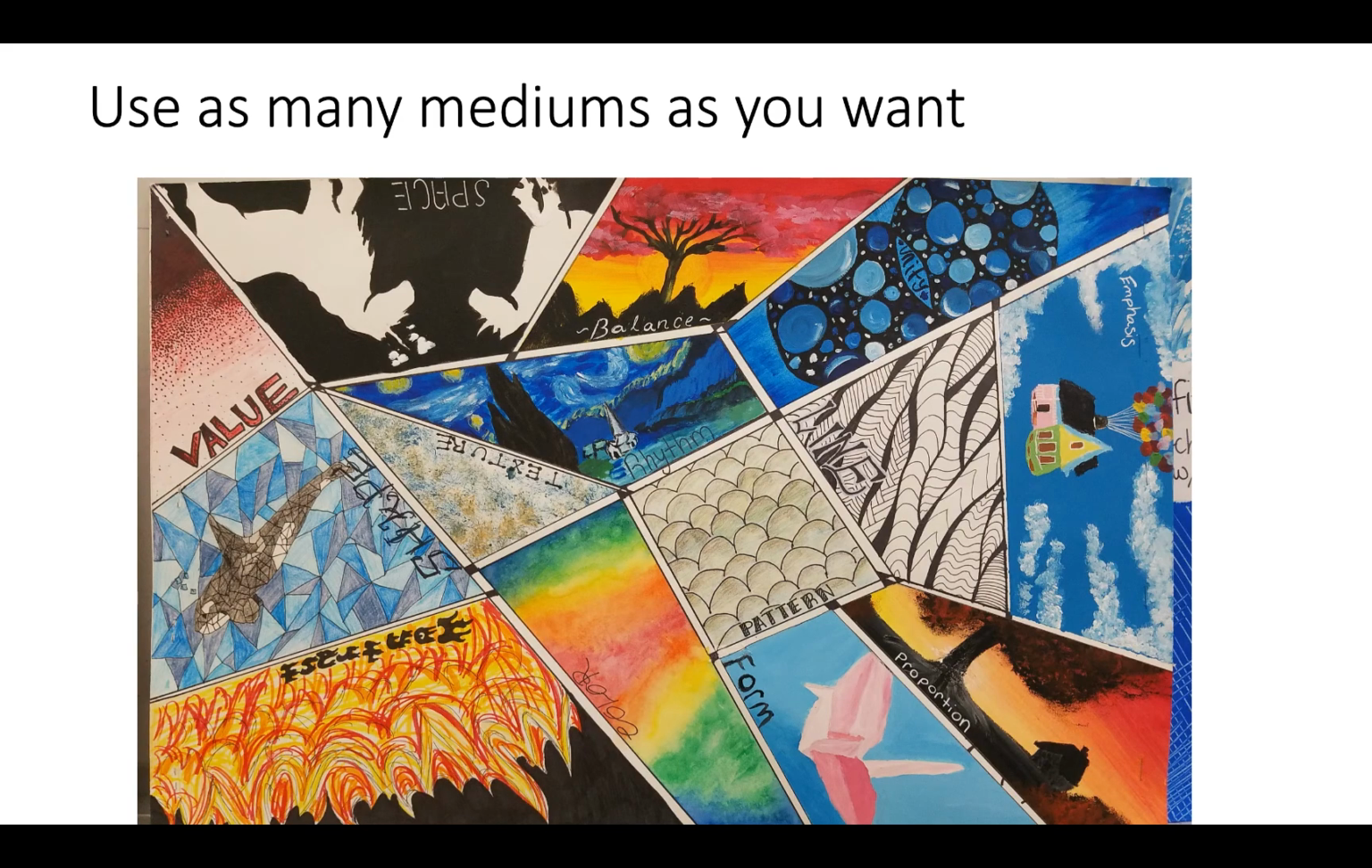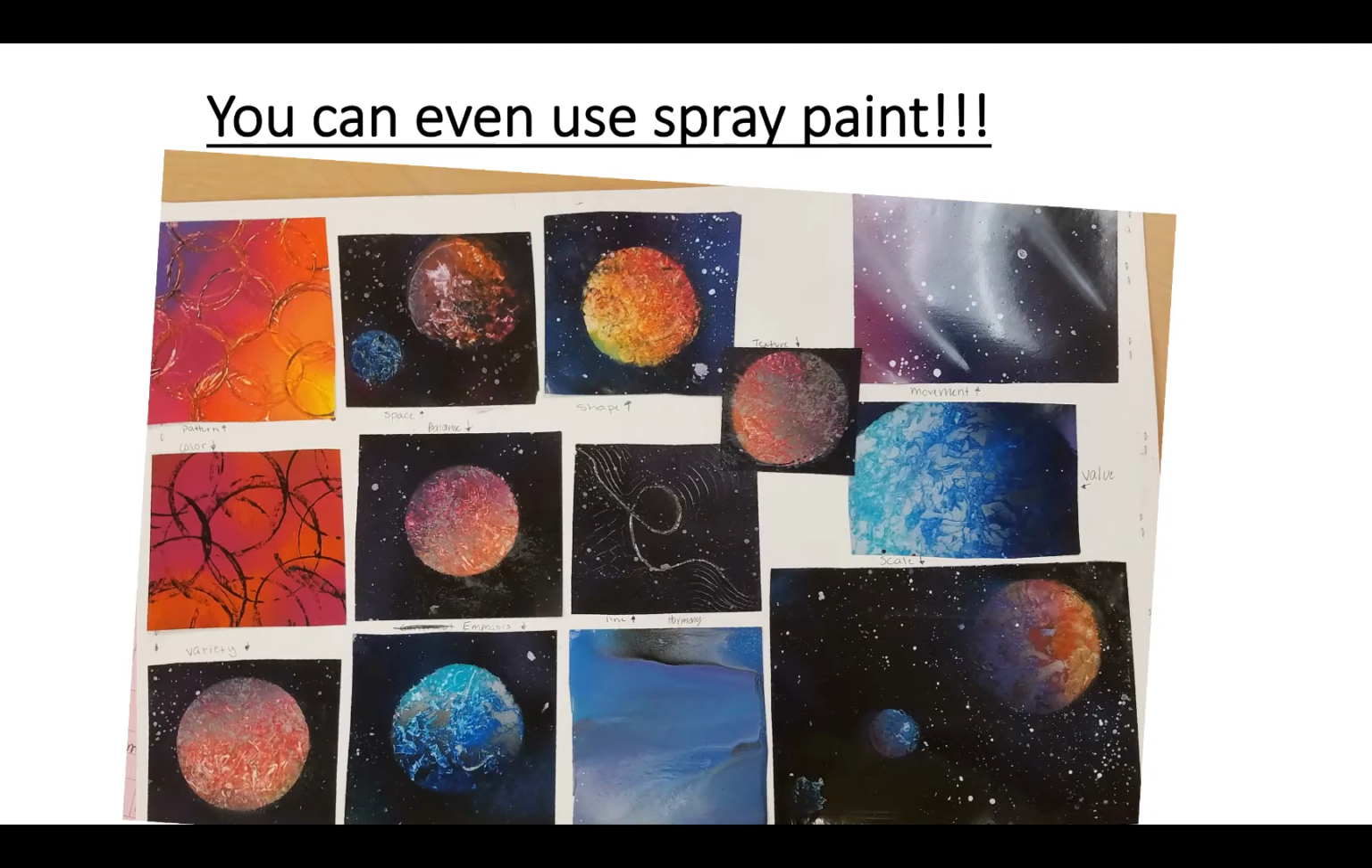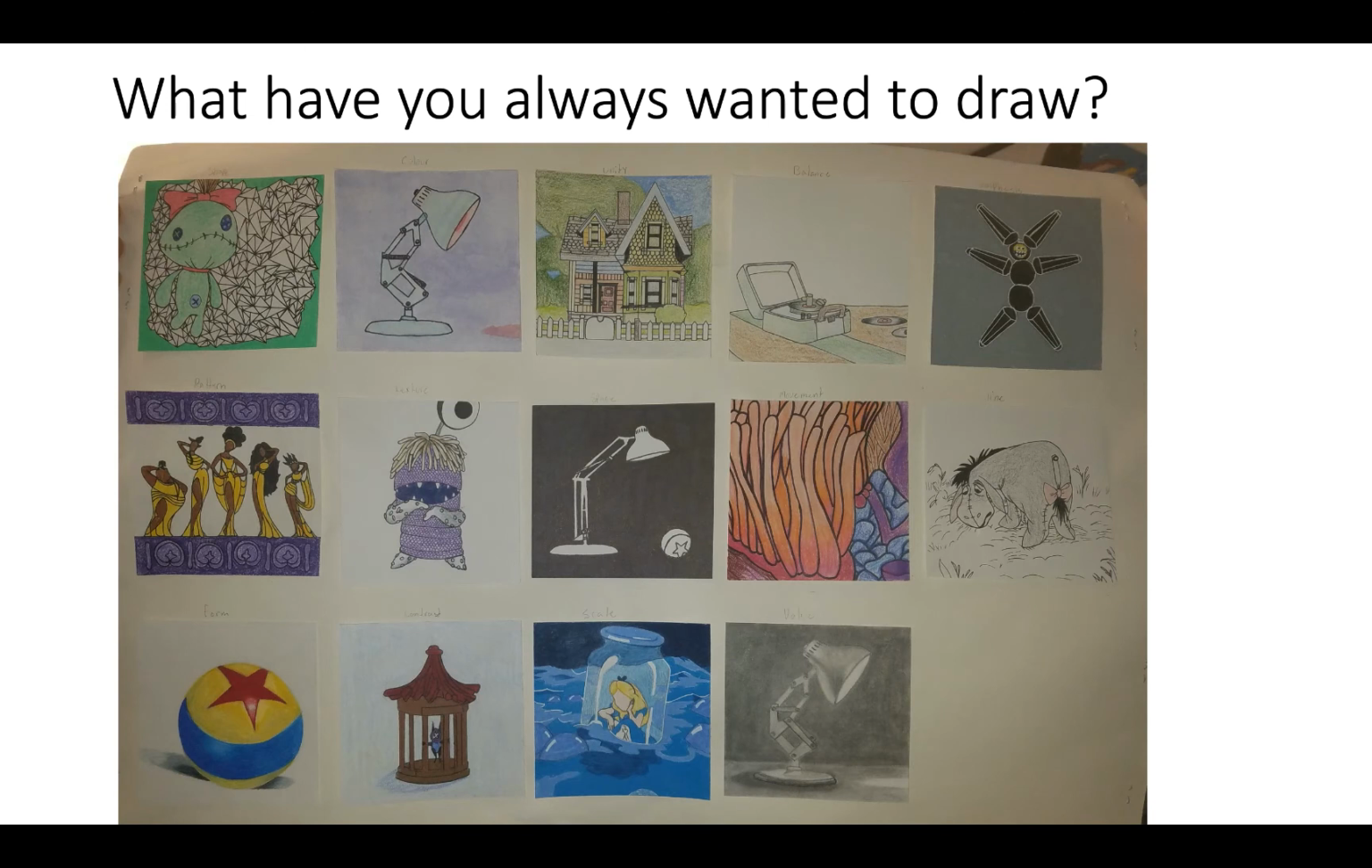And this person really just did a phenomenal job of showing each of those elements and principles of art. They used a variety of different mediums and techniques and just really experimented with different things that they enjoy doing. This student, look at this, it's awesome. They used spray paint. This student really loved to do spray paint art. You can see that they were able to accomplish all the elements and principles with spray paint. You can draw anything, guys. This student really loved Disney movies, so they utilized different Disney themes for all the elements and principles.